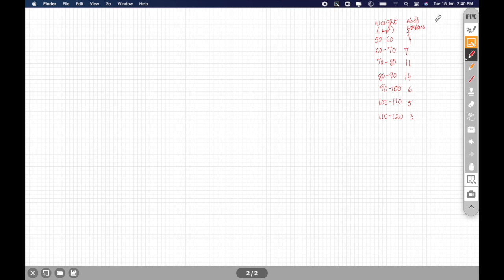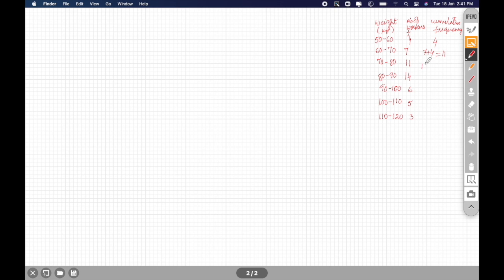So in order to draw the ogive, we have to first of all prepare the cumulative frequency table. So the last column is for cumulative frequency. Now for cumulative frequency, the first value will be the same as the first given frequency. So 4 will remain as 4. Next we have 7 plus 4. That gives us 11.